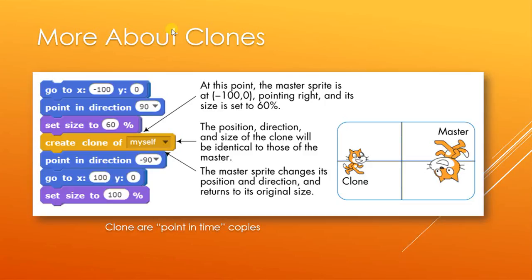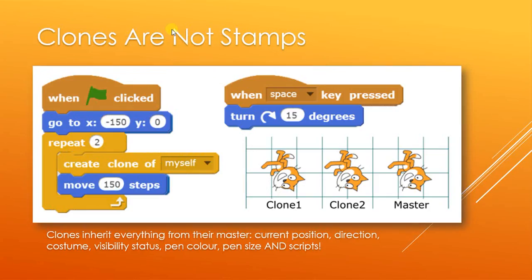The clone doesn't change when the master changes. The clone has all the properties of the master when it's made. So if you change your master afterwards, your clone isn't going to change. That's important point number one. Important point number two, clones are not stamps. They're not a copy of your costume on your sprite. They are a copy of everything on your sprite.